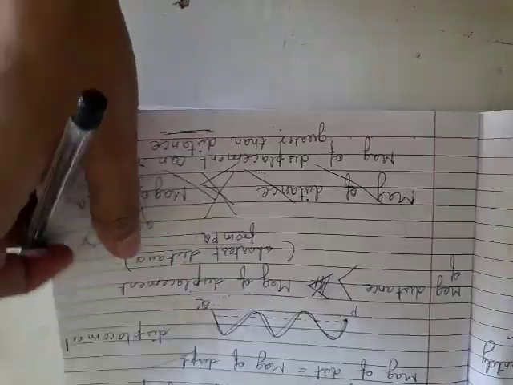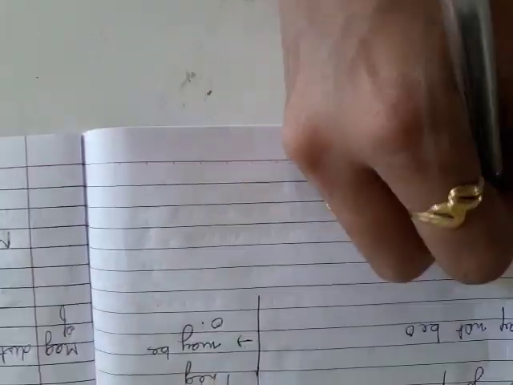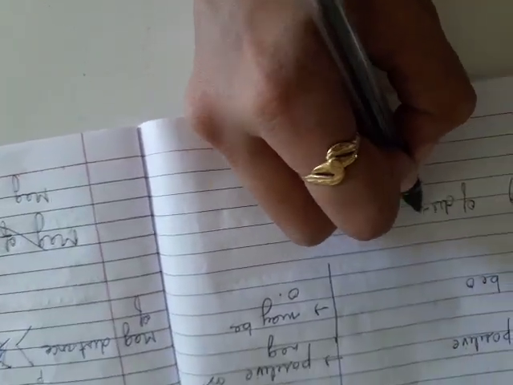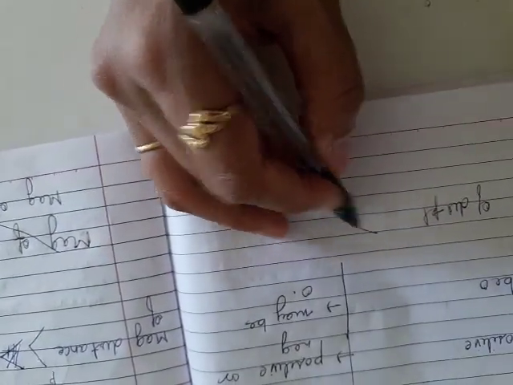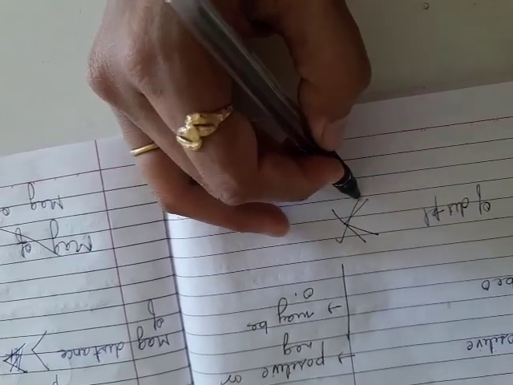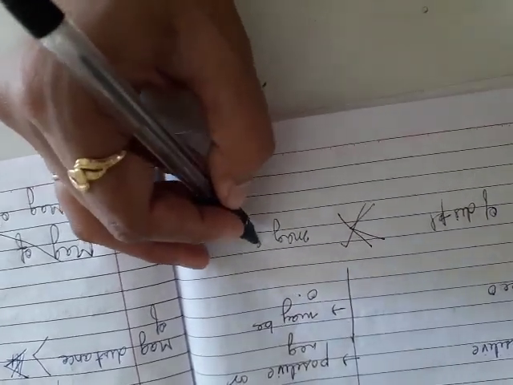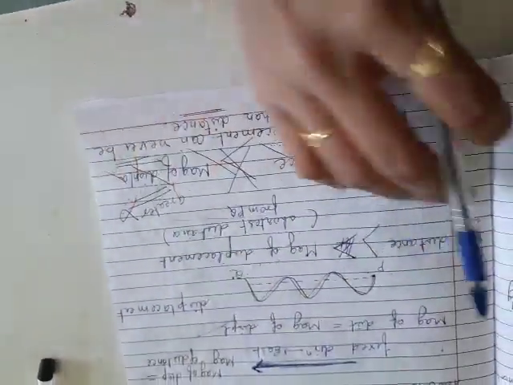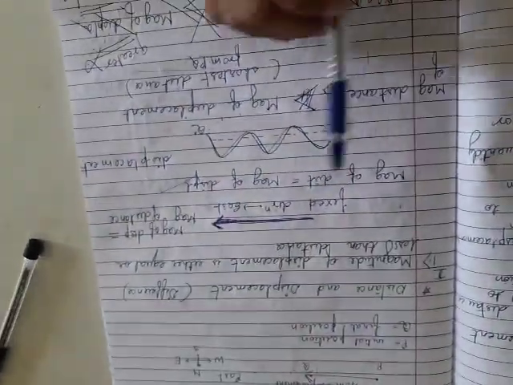So if I want to represent it, I'll represent it like this: magnitude of displacement is never greater than magnitude of distance. Sorry for the mistake. So I hope these points are very clear for you. There are two things which are mentioned in this.